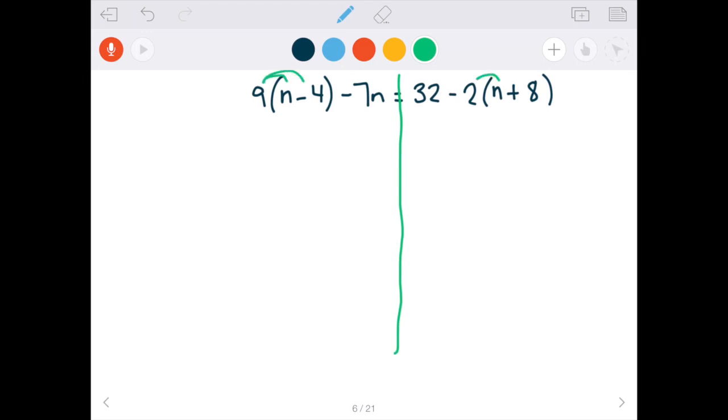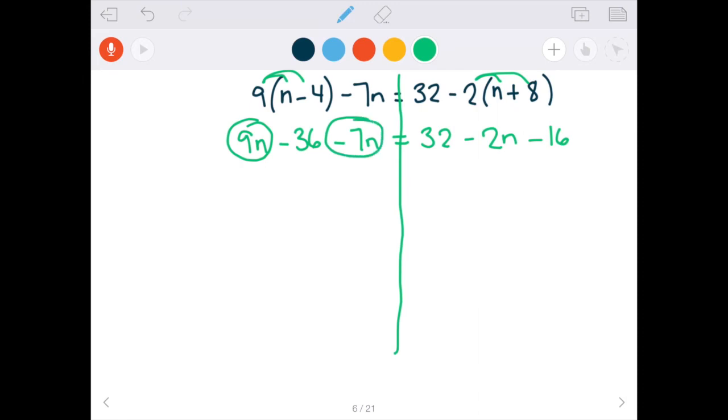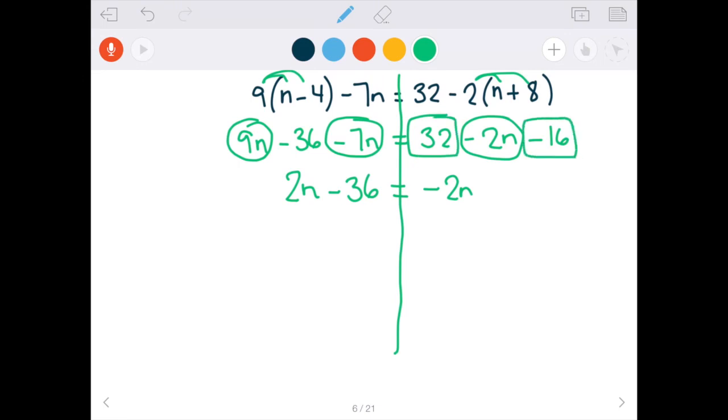I'm going to start with my distributive property. You see I have it on both sides, so I'm going to have 9n minus 36 minus 7n equals 32 minus 2n minus 16. Combine your like terms. There's 2n. Keep the minus 36. I only have one n on this side, so I'm going to keep it, but I have two constants. 32 minus 16 is positive 16.